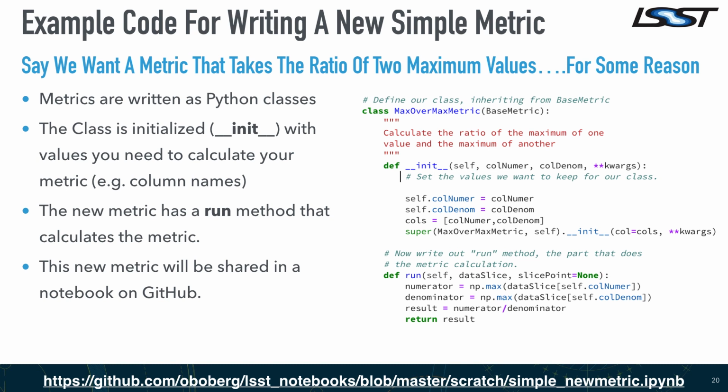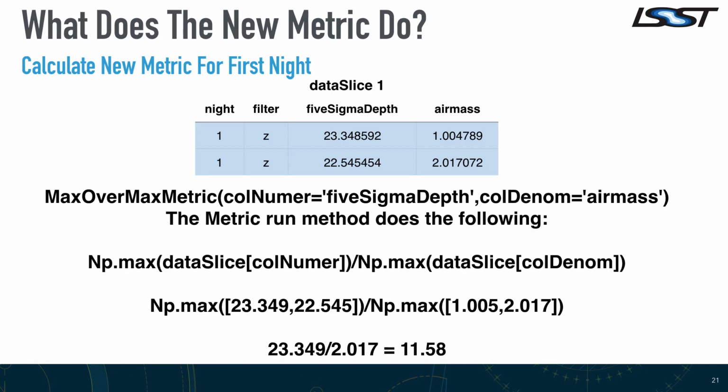So let's pretend this is the metric that we wrote, and we're interested in seeing what it would do. Again, I'm going to come back to looking at my very simple database that I made up. You can follow these things through the notebooks and see how this would actually work out. So what is this metric actually going to do? Again, we're looking at just the very first night. This is our data slice. The slice point is night 1, and we're going to run our new metric on it. And you can see I called it max over max metric.